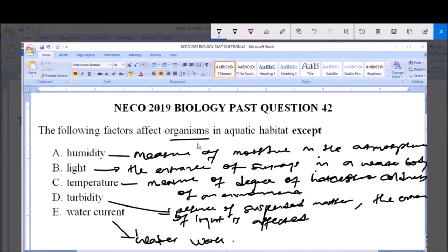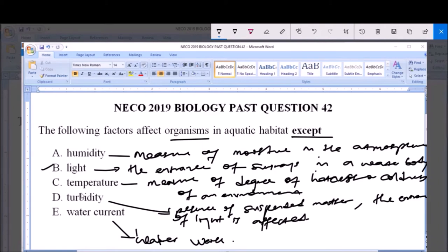Now, the following factors affect aquatic organisms in aquatic habitat, except. Now, you see that option B says light. Light affects organisms in aquatic habitats, because penetration of light into the aquatic habitat will enable the plants, the foods of these aquatic organisms. Take for instance the phytoplanktons. Phytoplanktons are micro plants, and aquatic organisms like fish feed on them, and these phytoplanktons require light for production of food. So therefore light affects aquatic organisms.